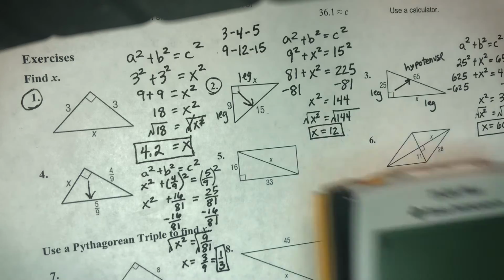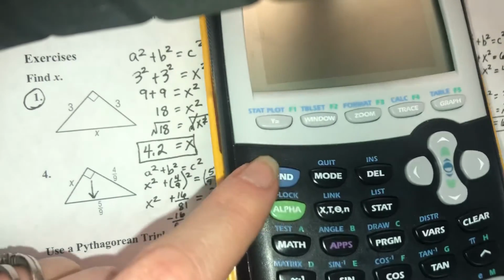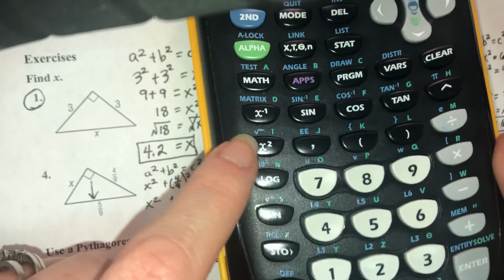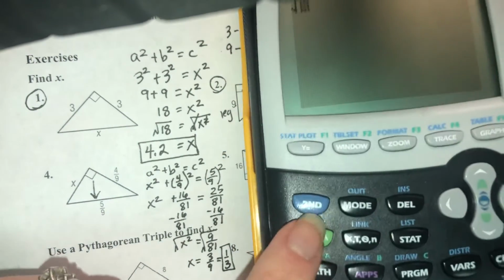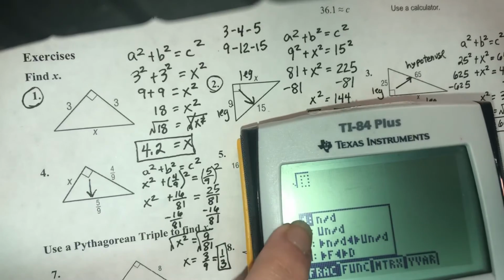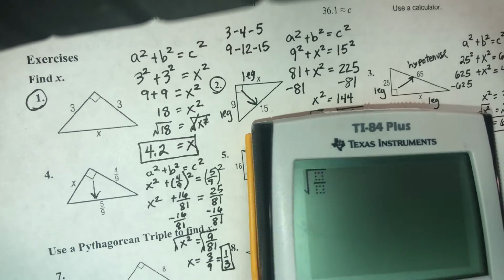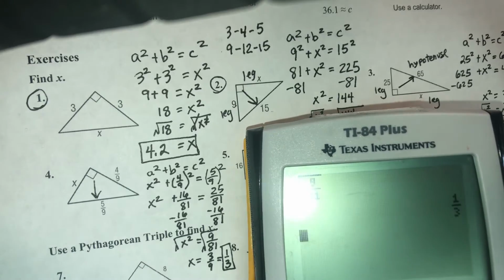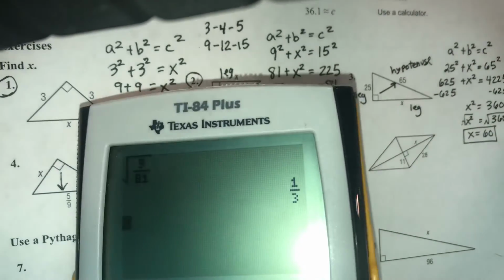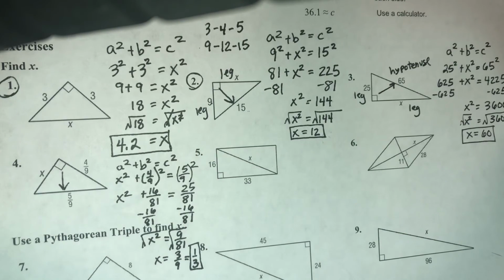And you can use your calculator to do the square root of a fraction. Just go second and hit that square root button, which is the x squared button right here. And then you can hit the green alpha button and the y equals button, which will give you this n/d, which is numerator denominator. And you can type 9 on top and 81 on bottom and press enter, and it gives you your 1/3 for your answer. Okay? Now, let's move on to number 5.